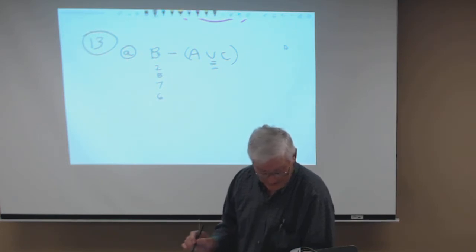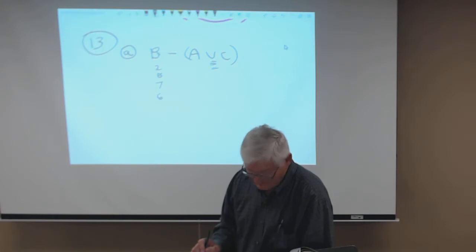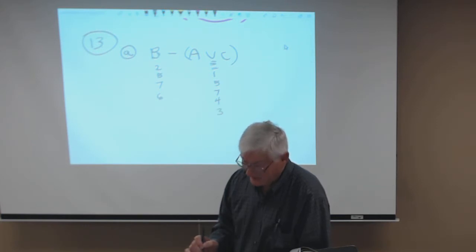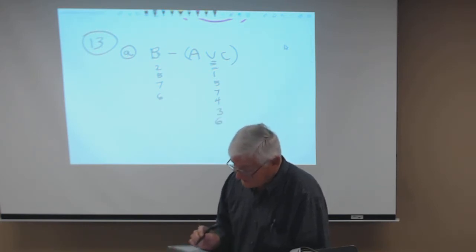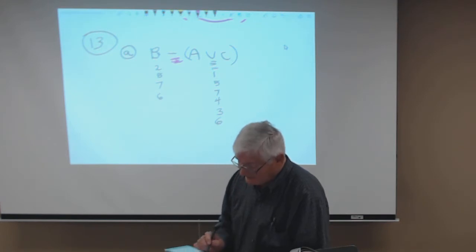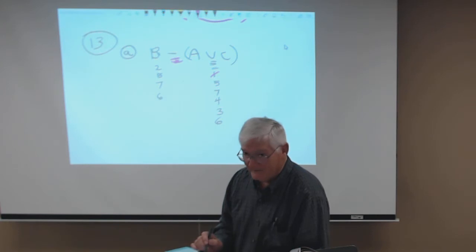If I put A and C together, what do I get? 1, 5, 7, 4, 3, 6. Isn't that right? Now, what does it mean to subtract this from this? Is there a 1 over here to take away? So I just forget it. Is there a 5? So I take out the 5.